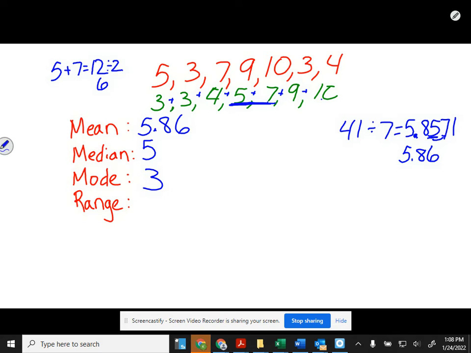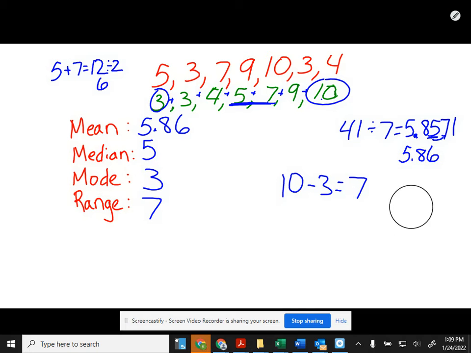And then the range. How do I do the range, Maddie? How do I do the range, Andrea? Okay, the range is the number with the largest value subtracted by the number with the lowest value. You take your biggest number, you subtract out your lowest number, and that is your range. With decimals. Yep.